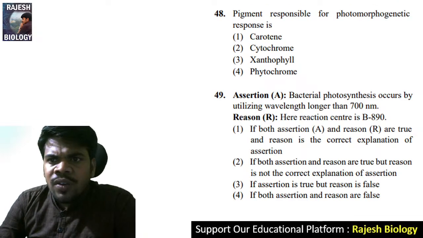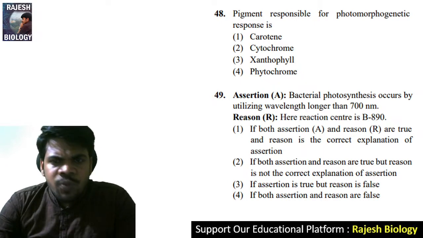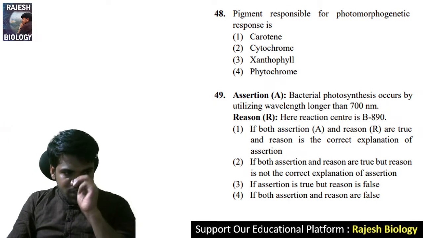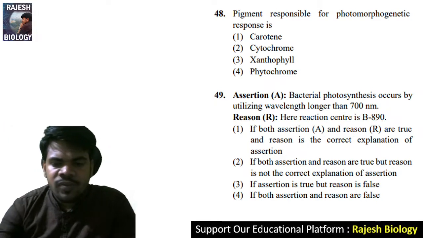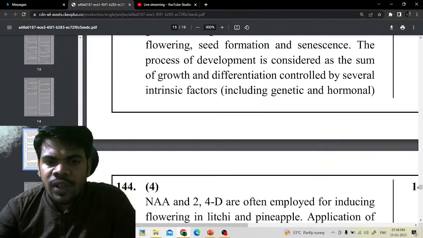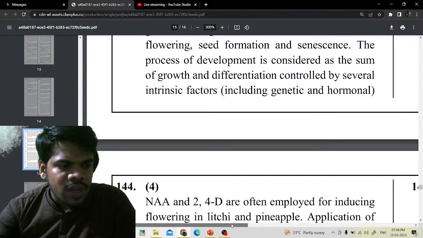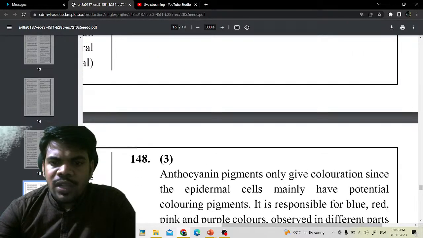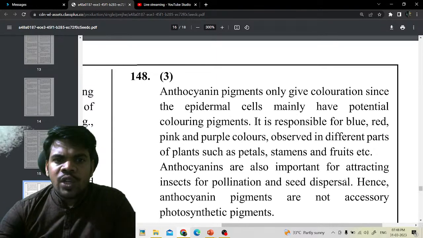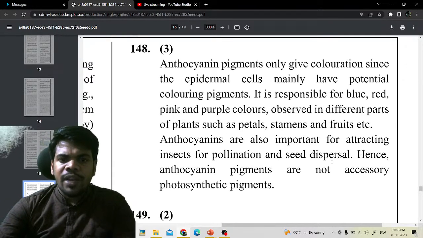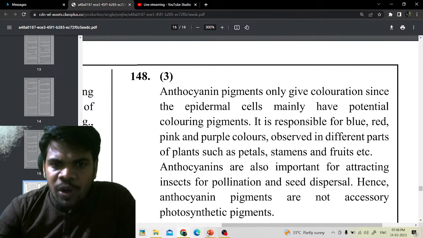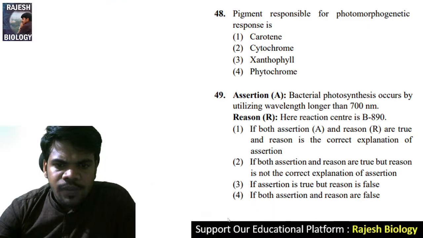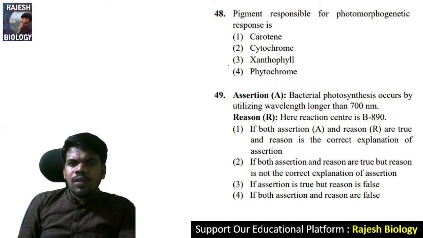The pigment responsible for photomorphogenic response is what? For the 48, can I reveal this? Anthocyanin pigments only give coloration, since the epidermal cells mainly have potential coloring pigments. So 48 is 3, perfect Chandrika. Xanthophyll.